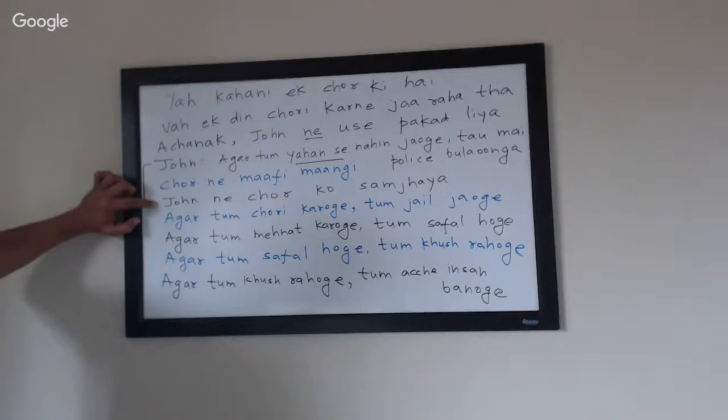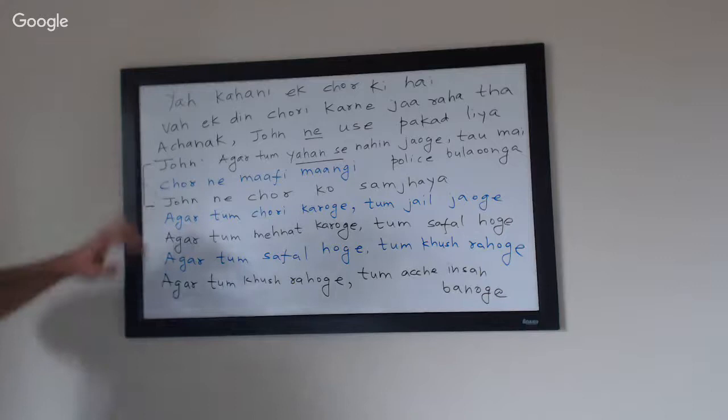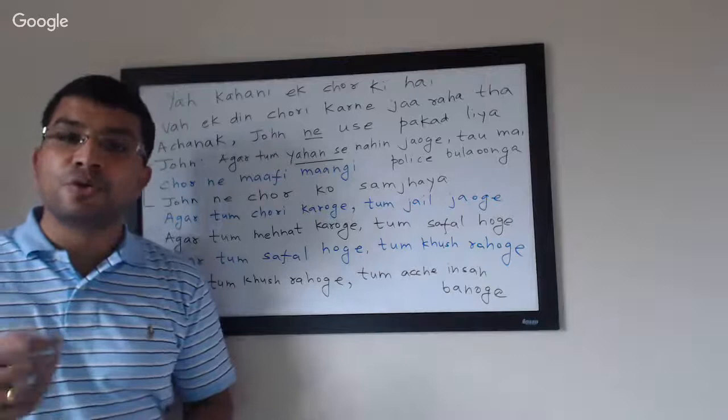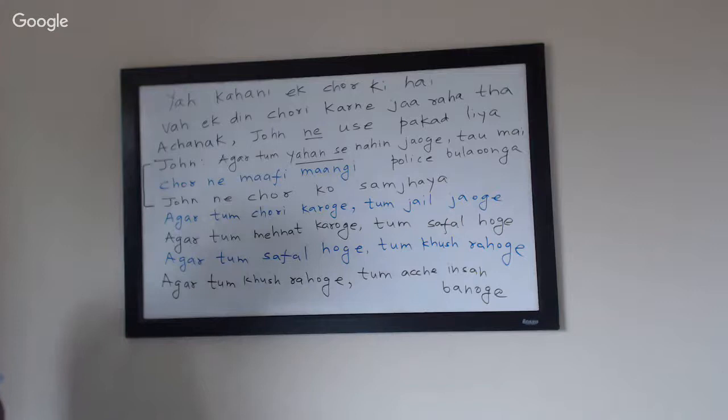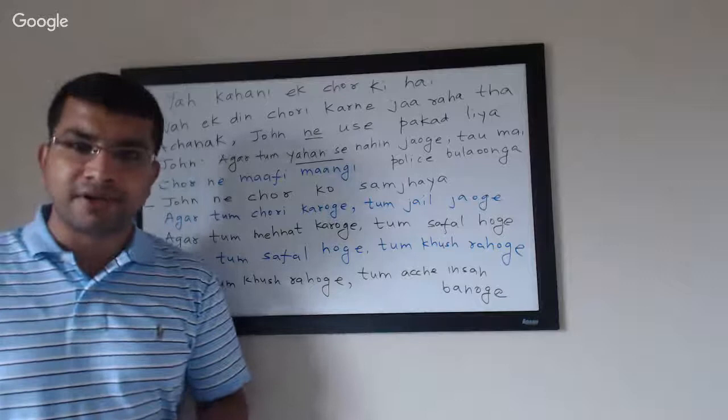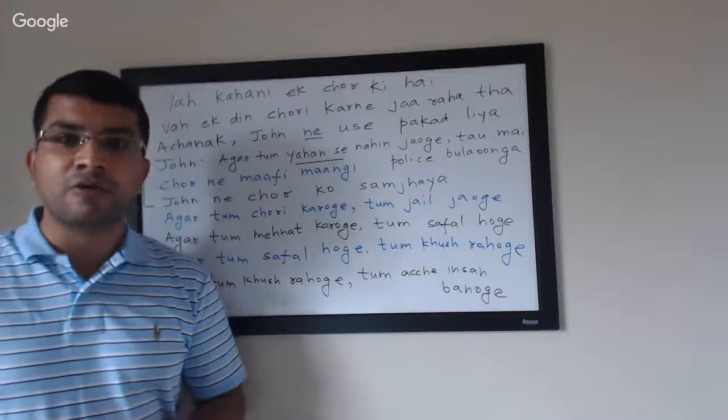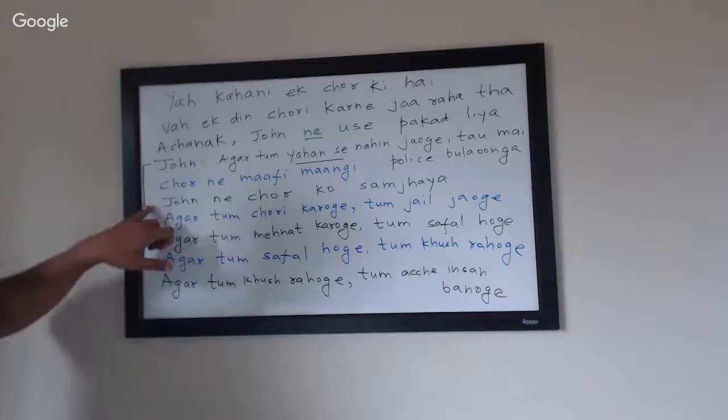John understood the thief? No. Chor ko samjhana. Samjhana is to make someone understand. For example, if my kid is running around, or you explain something, or you teach something, or make someone understand that it's not a good thing, that is samjhana. So John made the thief understand. Yeah. Perfect.